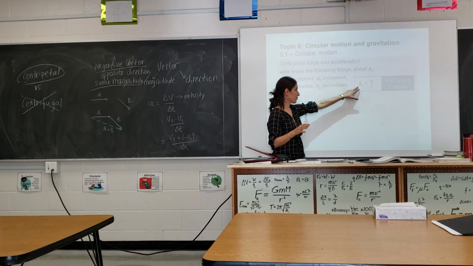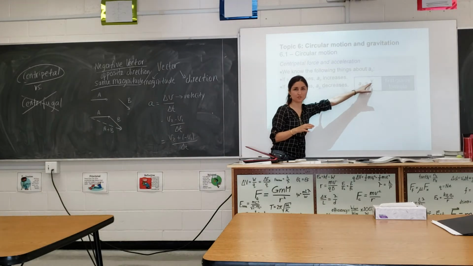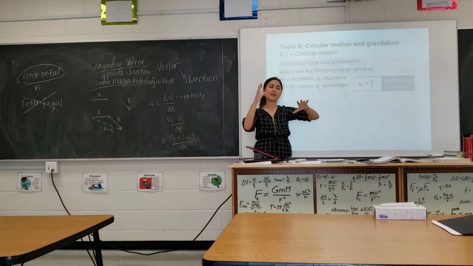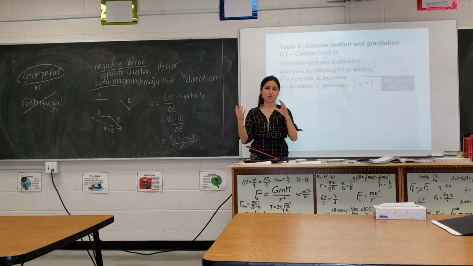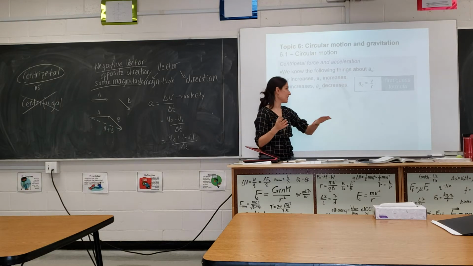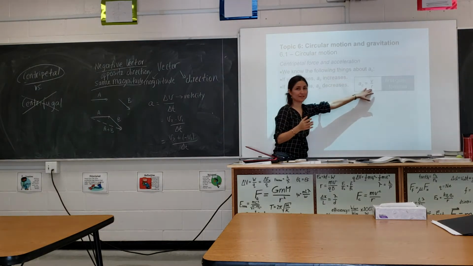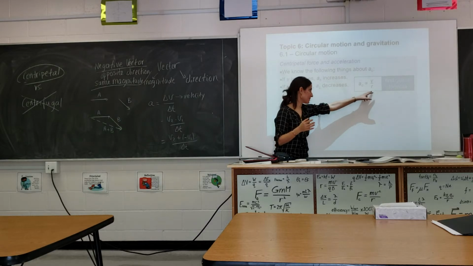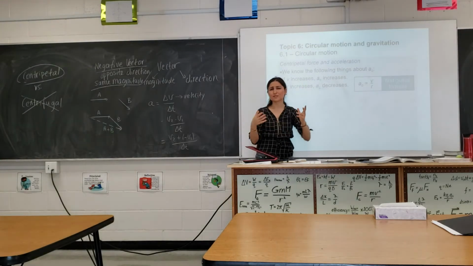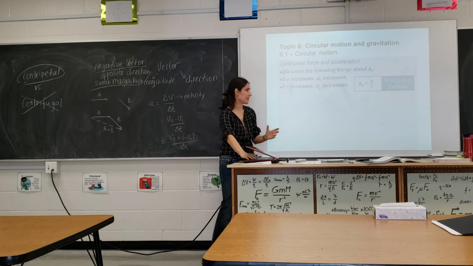You know that the centripetal acceleration is directly proportional to the speed, in the sense that if the speed is increasing, your centripetal acceleration is increasing. And you know that the opposite is true for the distance. If r gets bigger, this should get smaller. So it's not a bad first guess, okay?